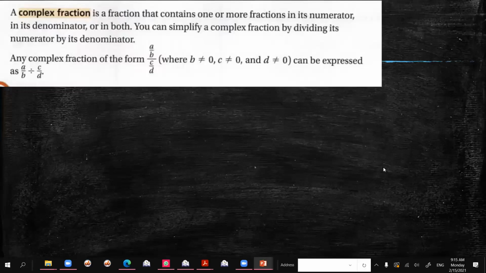Let's continue now the complex fraction. A complex fraction is a fraction that contains one or more fractions. So why do we call it a complex fraction? Because it's a fraction that contains more than one fraction in its numerator or in the denominator.